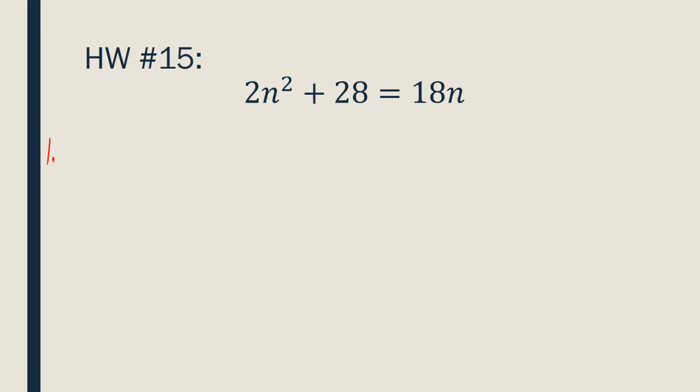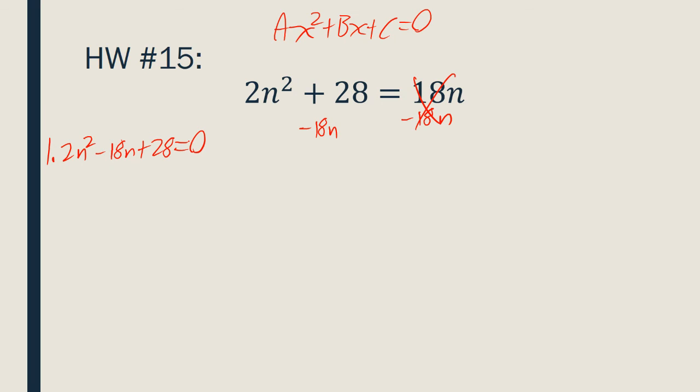In order to solve this quadratic, before I solve it, I need to put it in factored form. In order to factor this, I need it to be in standard form. Since standard form is ax squared plus bx plus c equals 0, I need to subtract 18n on both sides so I can set this side equal to 0. So standard form is 2n squared minus 18n plus 28 equals 0.